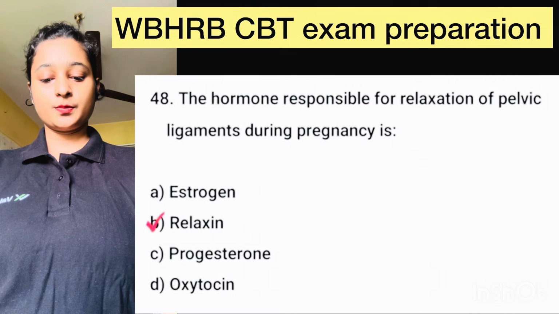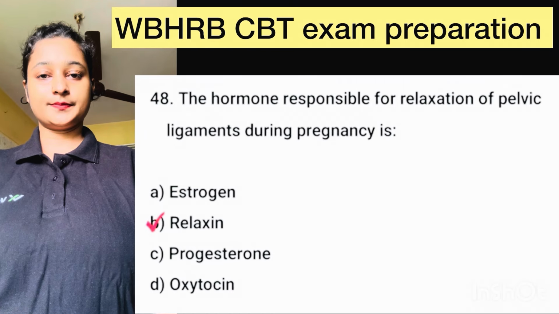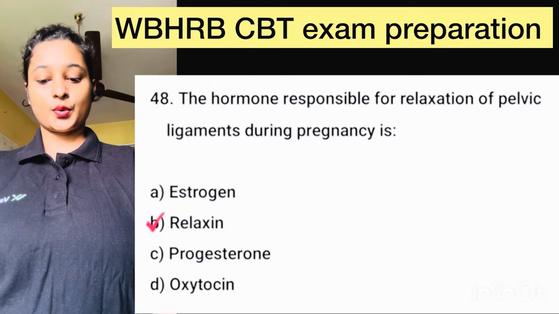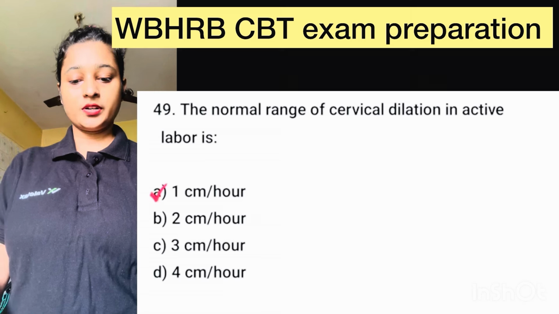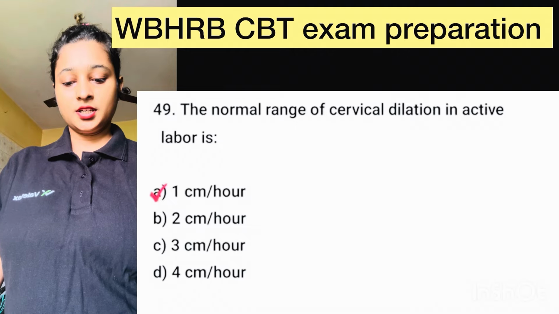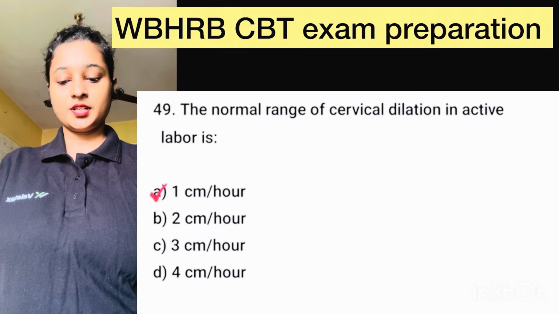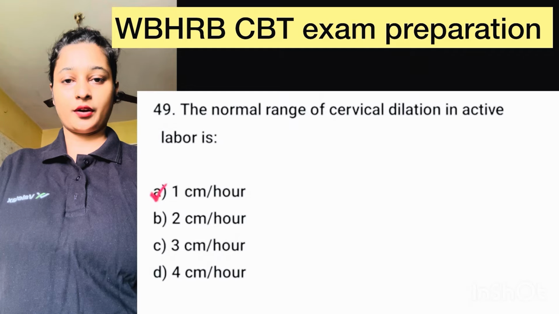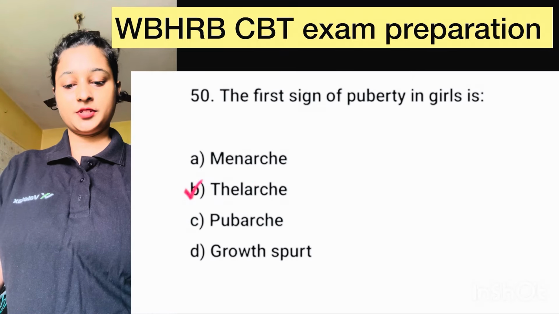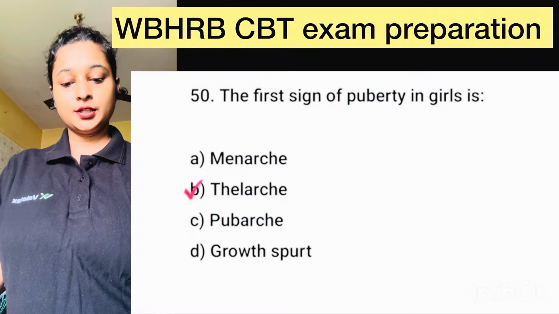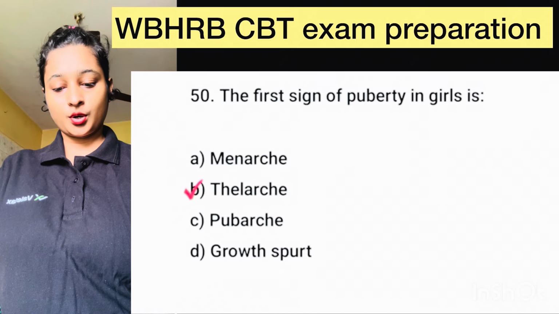Question number 48. The hormone responsible for relaxation of pelvic ligaments during pregnancy is. Here correct option is option B, relaxin. Question number 49. The normal range of cervical dilation in active labor is. Here correct option is option A, 1 centimeter per hour. This is the last question, an important question. Question number 50. The first sign of puberty in girls is. Here correct option is option B.